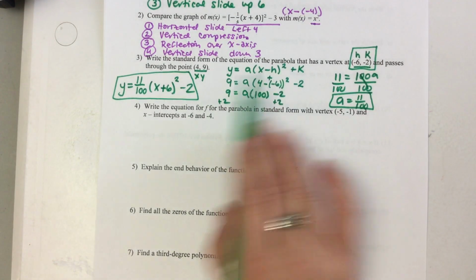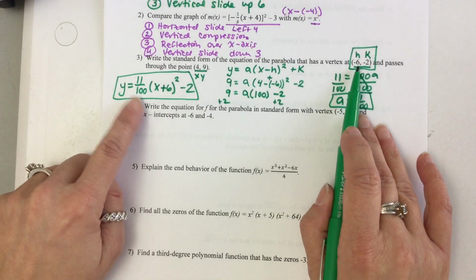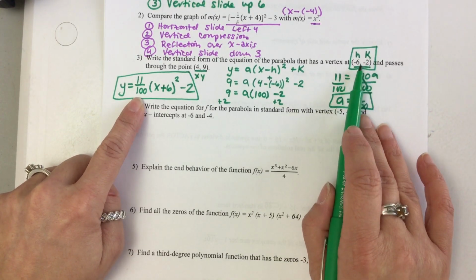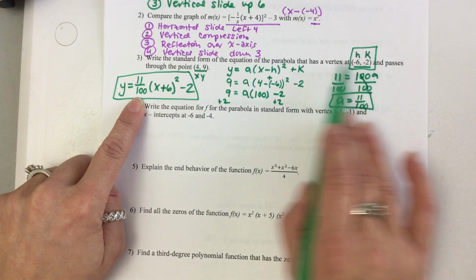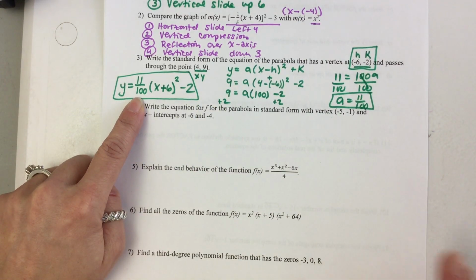If you graph this parabola right here, its vertex, its lowest point, because remember this is positive, so it's opening upwards, would be located 6 units to the left and 2 units down from the origin. Your parabola would cut through the ordered pair (4, 9) at some point.